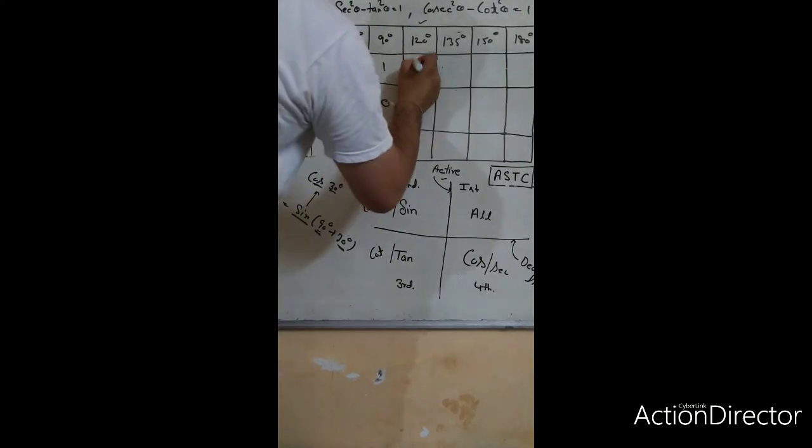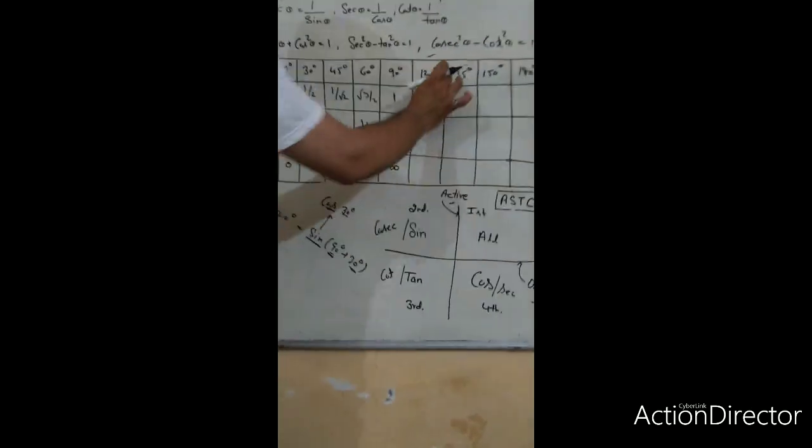So cos 30. Now find the value. Cos 30 value comes out to be root 3 by 2. So you just put cos 30 as root 3 by 2. In that manner you can find the value. Now we will find 135.